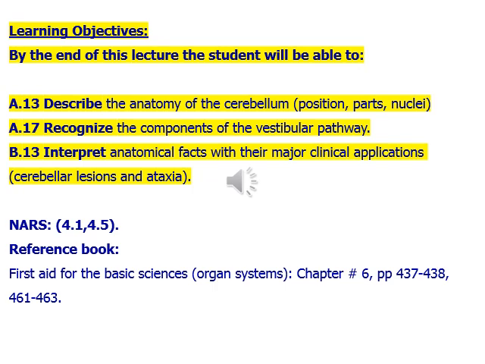By the end of this lecture, you will be able to describe the anatomy of the cerebellum. You will know the position of the cerebellum, its parts, and also the cerebellar nuclei. Also, you'll be able to recognize the different components of the vestibular pathway and how to interpret the anatomical facts and their major clinical applications. For example, the cerebellar lesions and cerebellar ataxia. The reference book used for this lecture is the First Aid for the Basic Sciences.